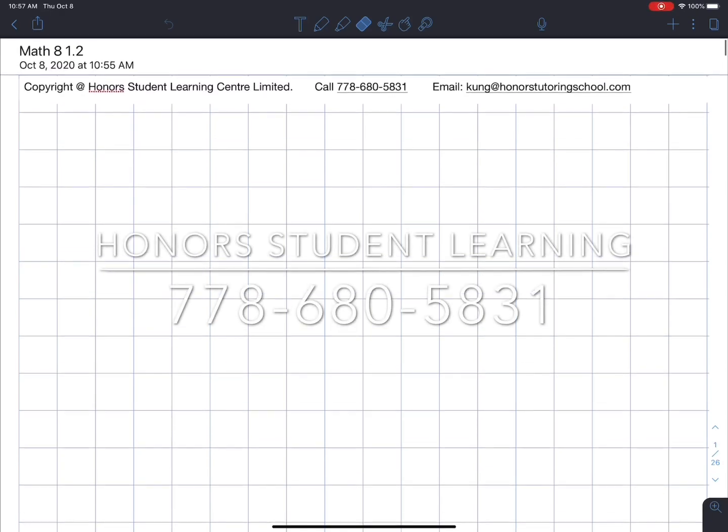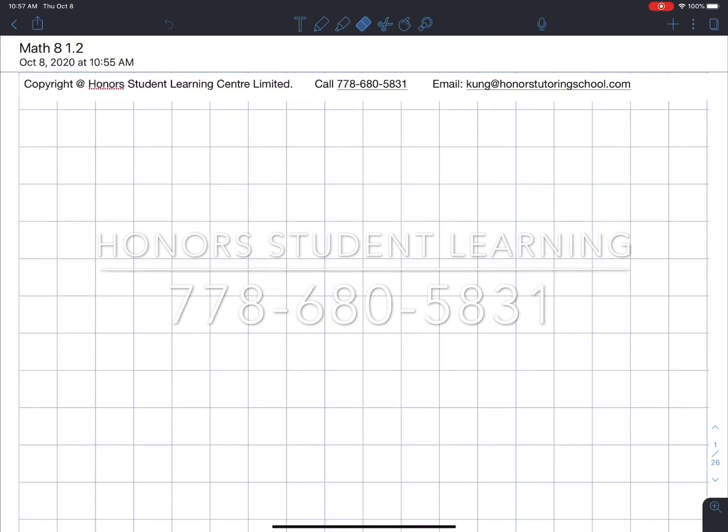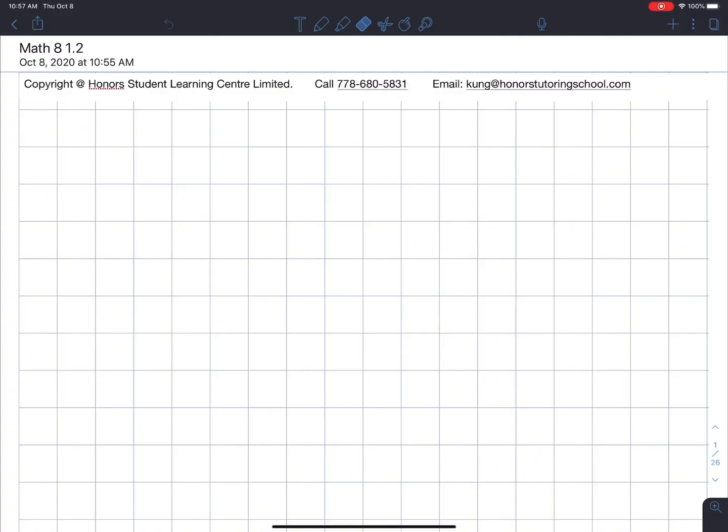Okay, now we are moving on to 1.2. So this is question 1A. They gave us a little square. This is a 1 by 1 square.